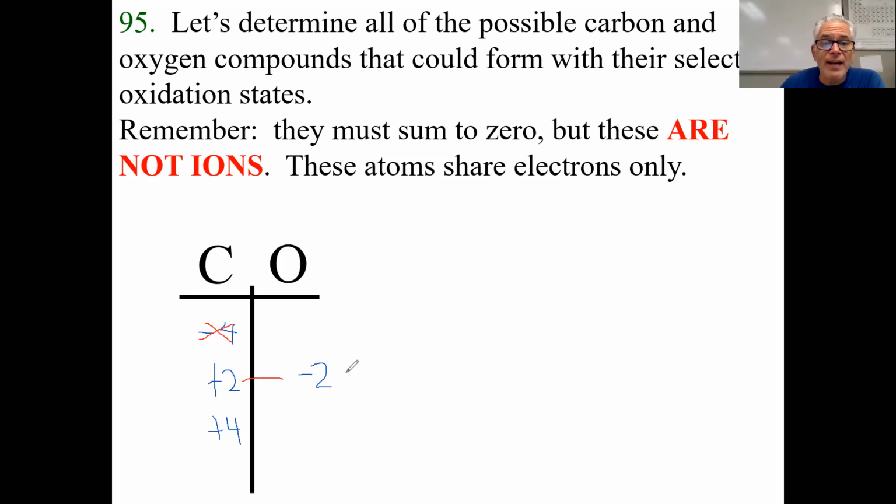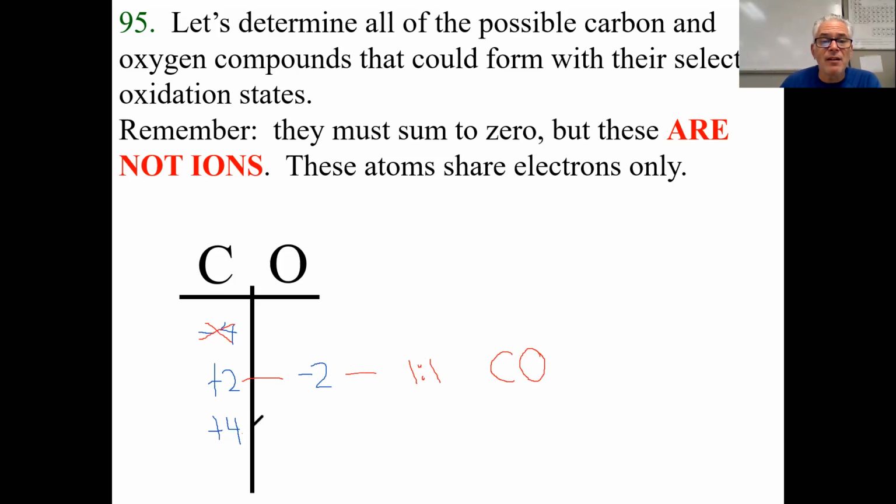Now, if we look at this +2, if you have a carbon with a +2 oxidation state and an oxygen with a -2, we can get it going in what I would call a simple 1-to-1 ratio, or CO. And what do we call that stuff? Carbon monoxide. And actually, that's a gas. It's a poison gas. You don't want to breathe it. Carbon monoxide. That's possible.